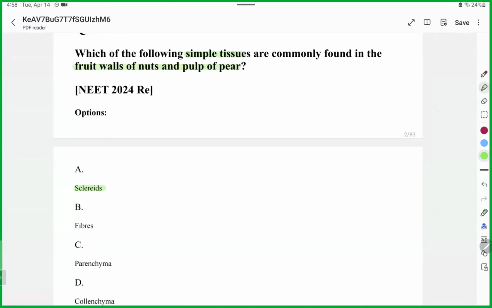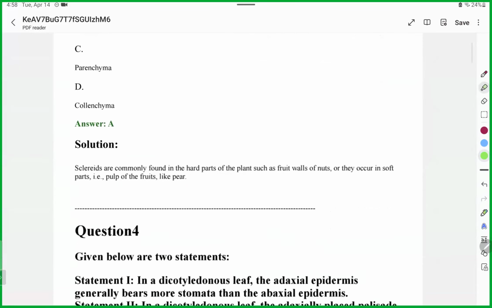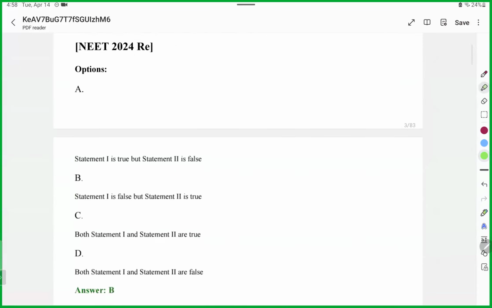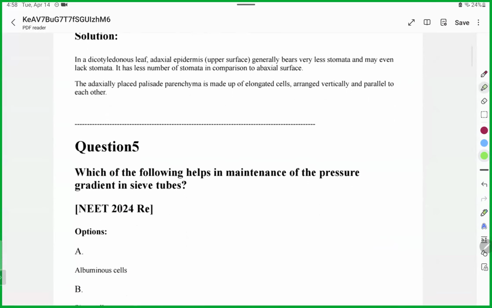Sclerenchyma, sclereid. Yes sir. Dead cell. Dead cell. Chandana.